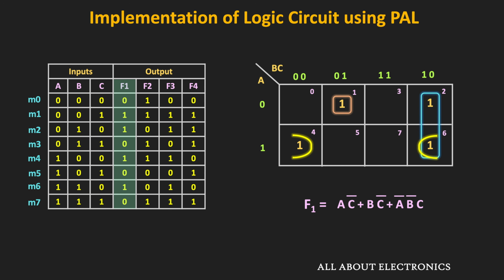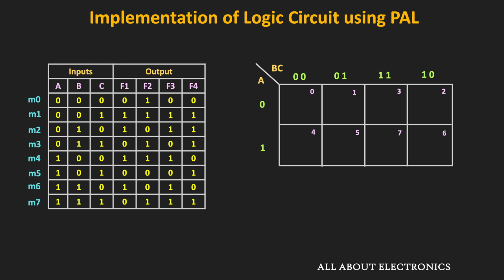Here I am assuming that you already know about the K map, and you also know how to minimize the Boolean expression using the K map. For more information, you can check these videos related to the K map. Alright, so this is the expression for this output F1. Similarly, this output F2 is equal to 1 for 5 different minterms. First, let us represent these 5 minterms in the K map.